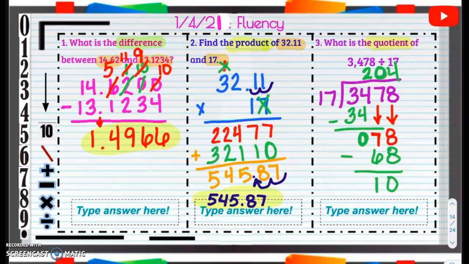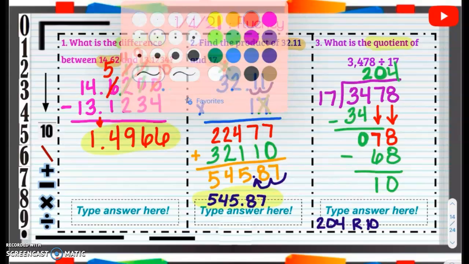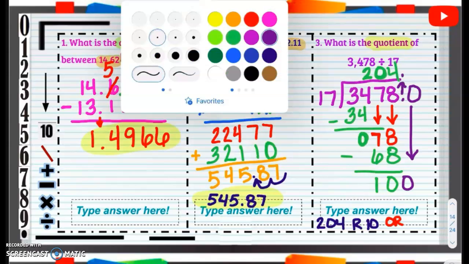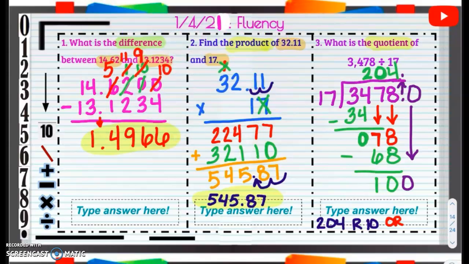Now, what we can do is say it's 204 with a remainder of 10. That will be one option. I'll put it down here: 204 with a remainder of 10. Or we can keep going with a decimal. So we can put a decimal here, and we can put a placeholder 0. Then we can bring that 0 down. If we put a decimal here, we'd have to pop that decimal up when we're dividing, and we'll have to extend our little line here.